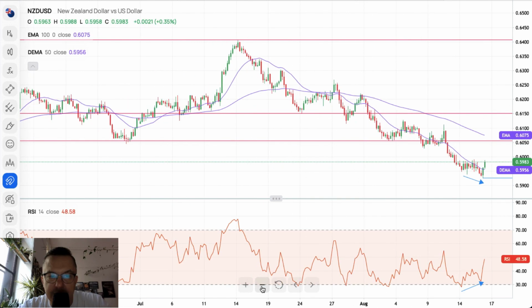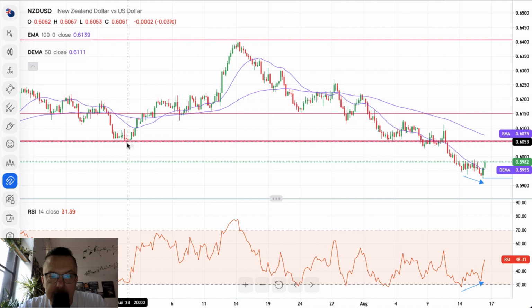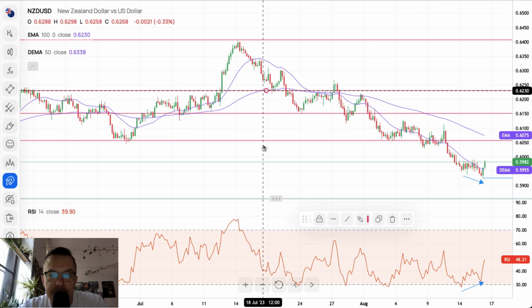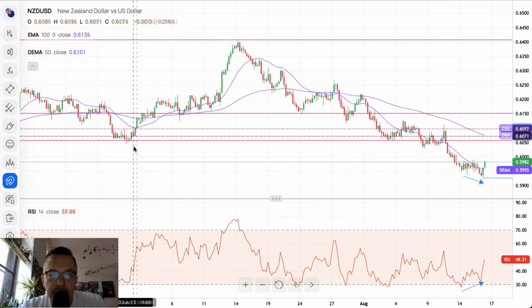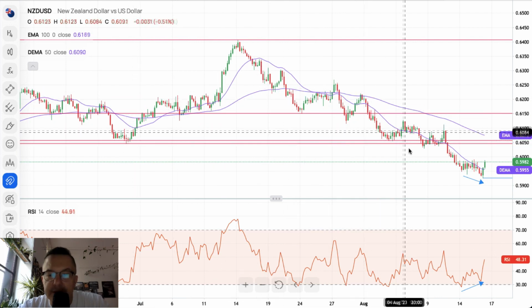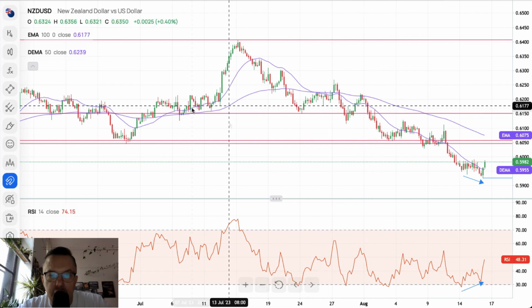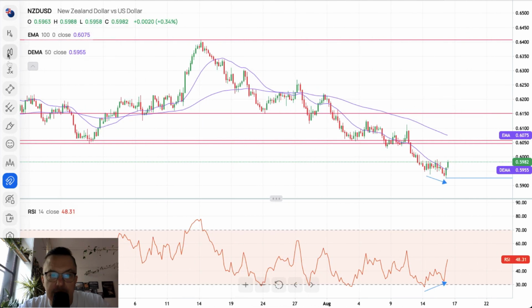Let me just zoom out here to see. Okay, maybe we will add one more level here to mark this low as well. Okay, so it went a little bit not in my direction. There you go. So this is the key technical resistance, and the market should test it sooner or later, right?